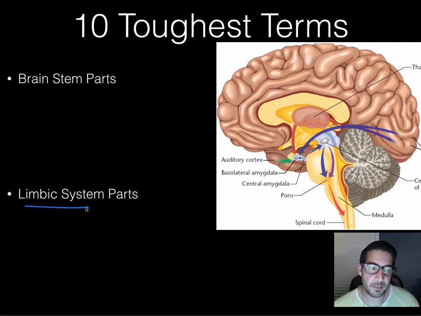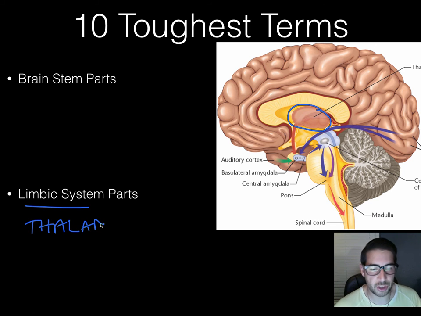Now your limbic system is part of your midbrain, in here. So your limbic system is a lot of your emotions, right? So right in here, your thalamus, it's super important. Thalamus literally means inner room. That's the relay center. It's responsible for relaying sensory information to other parts of your brain.